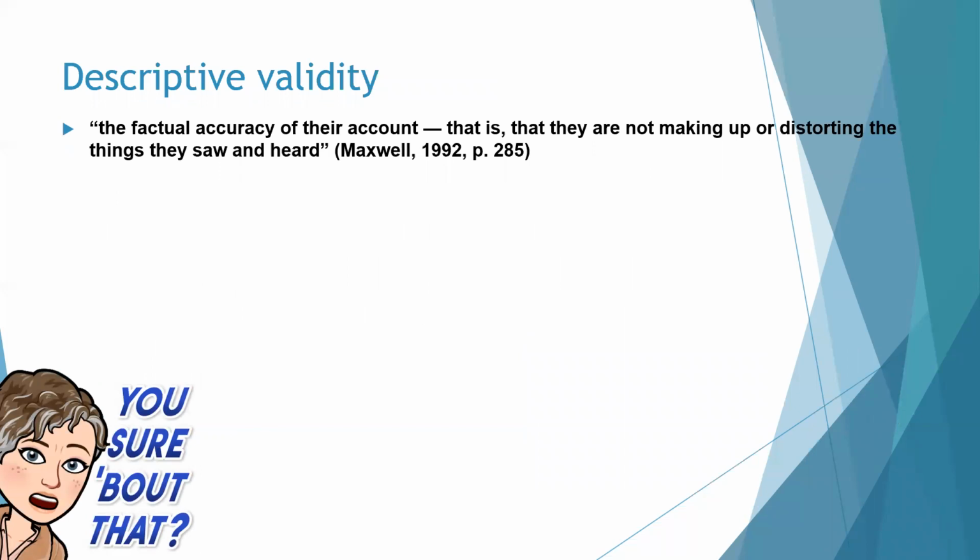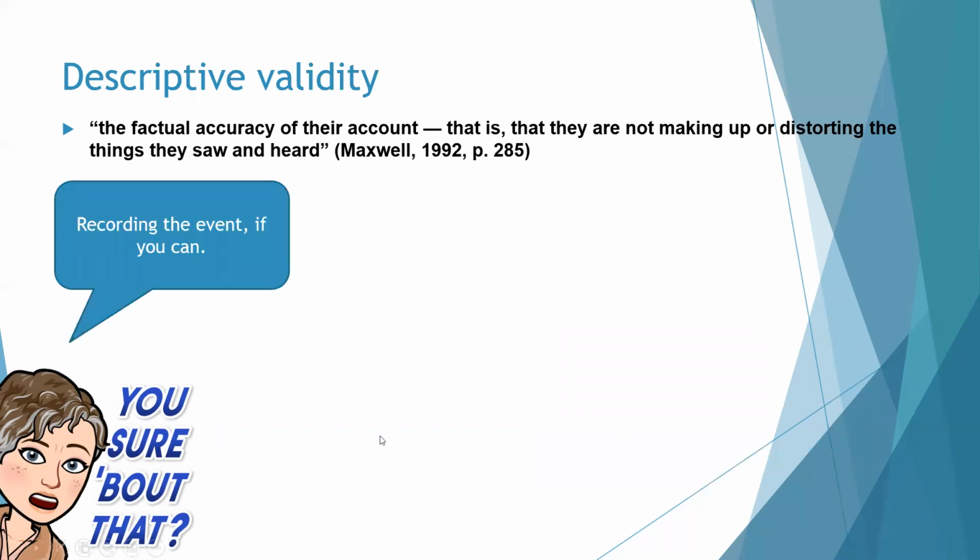Descriptive validity is about the factual accuracy of the account, that you're not making up or distorting the things you saw and heard. So one of the things that one might do would be to record an event if you can, whether that is tape recording an interview or video recording a lesson, so that you're not relying just on your memory or even the notes that you took, which might include, for example, some oversights or some omissions.